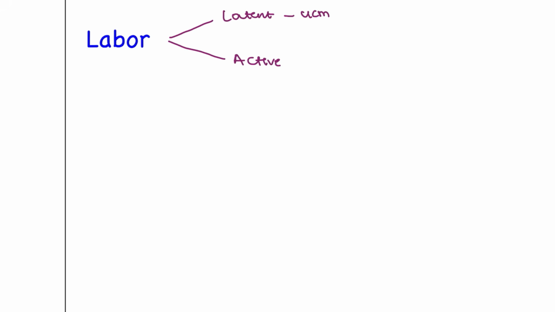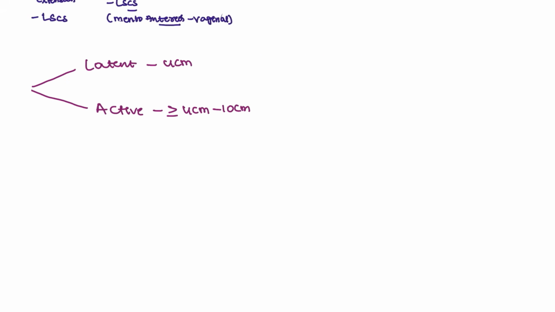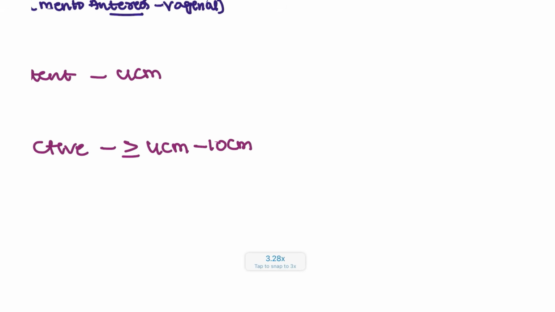We will be considering less than 4 centimeters as the latent phase, and if it is more than or equal to 4 centimeters up to 10 centimeters, the complete dilatation, that is going to be the active phase. Okay. And if there is a defect, what normally happens?